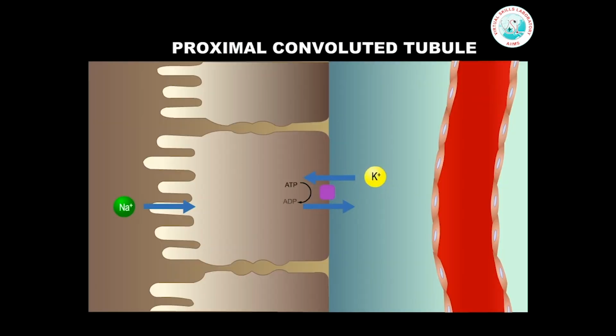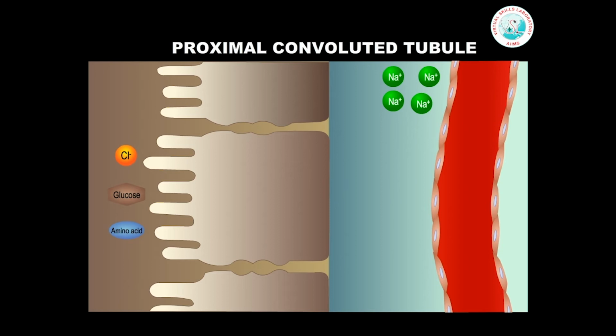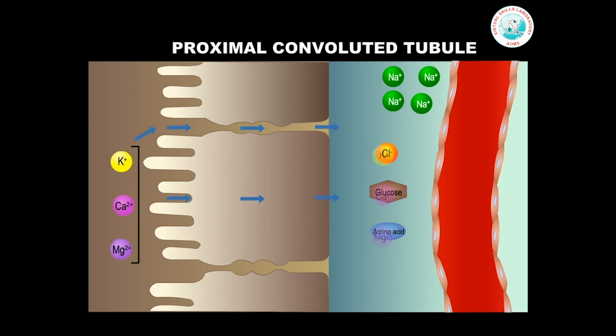The most important is the transcellular transport of sodium, which is driven by sodium-potassium ATPase present in the basolateral membrane of the epithelial cell. An electrochemical gradient is generated between the filtrate and the interstitial fluid. This gradient drives other solutes like chloride, glucose, and amino acids out of the tubule. The positively charged ions, potassium, calcium, and magnesium, follow their electrochemical gradients out into the interstitial fluid.